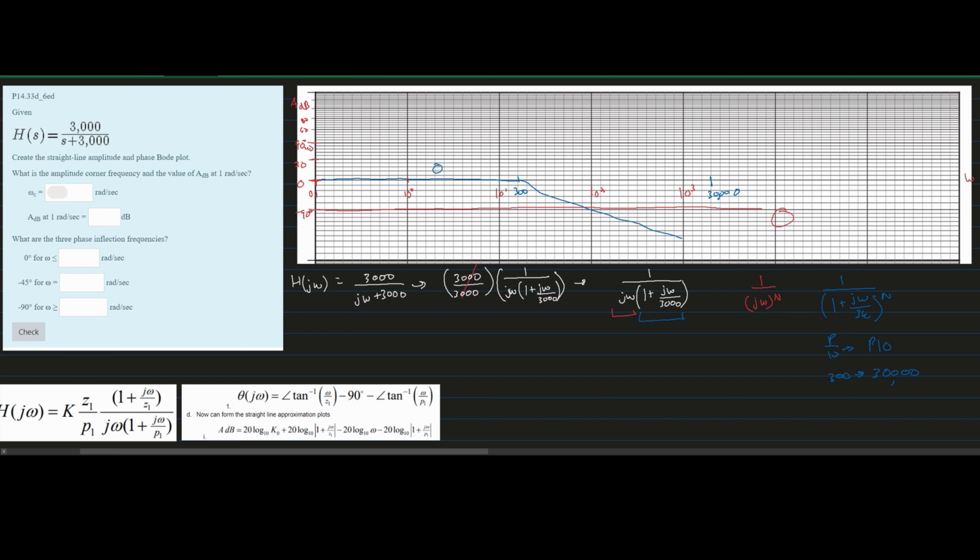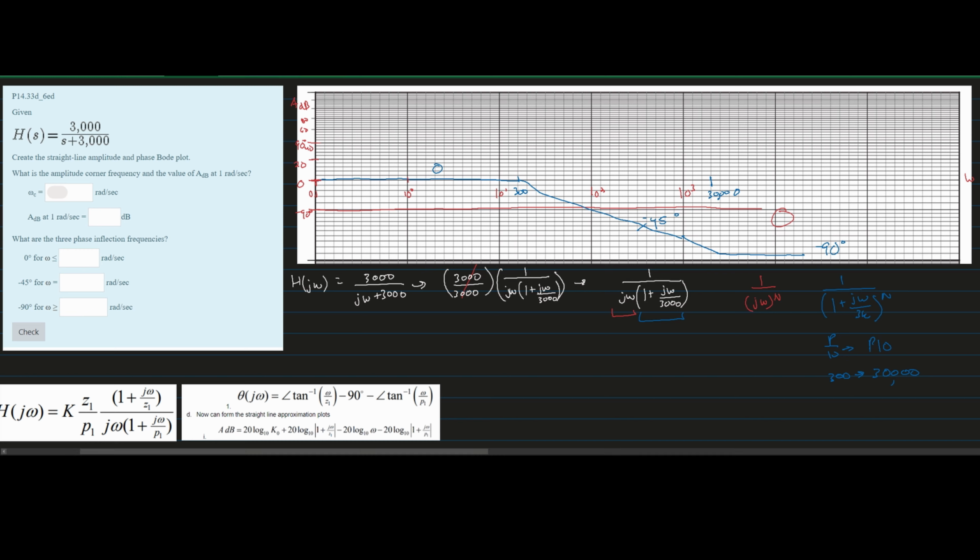If we had zeros, so if we had something in the numerator instead of the denominator, we would be in the top part instead. So it's going to look like this, and then it's going to go here. So this has a slope of negative 90 degrees, and this has a negative 45 degrees. When we look in here, we can see we have 0 degrees for omega, negative 45 degrees for omega, and then negative 90 for omega.